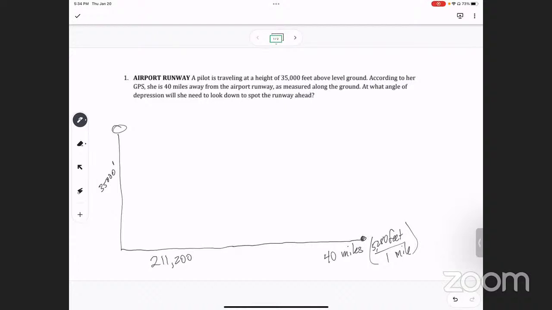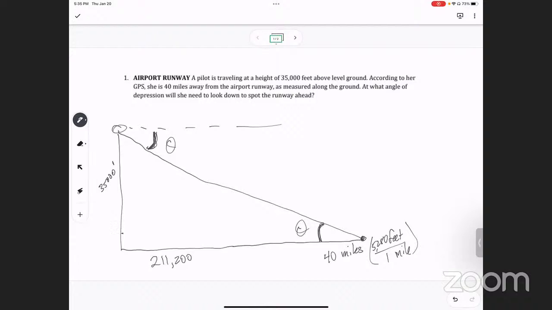And what angle of depression will she need to look down? So she's looking to spot the runway. So she's looking down like this. And this right here is called the angle of depression. That's what we're looking for. Which is the same as the angle of elevation from the opposite side. So we could call that theta as well, because those are parallel lines.